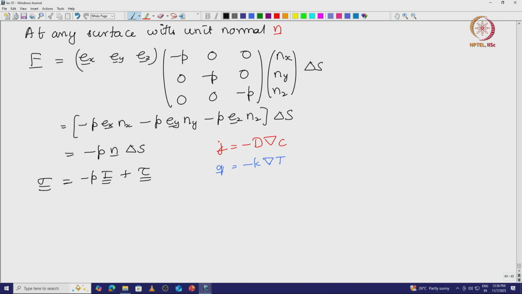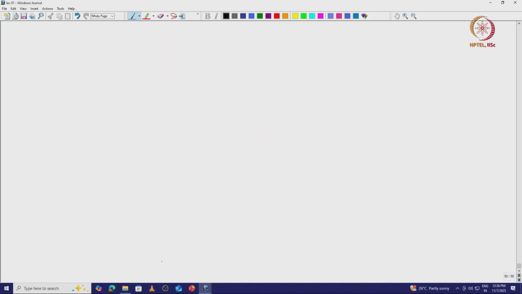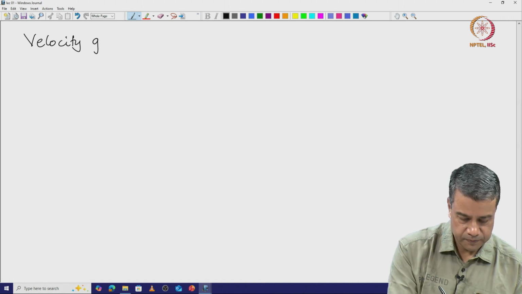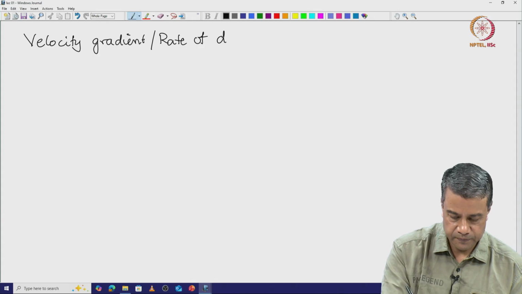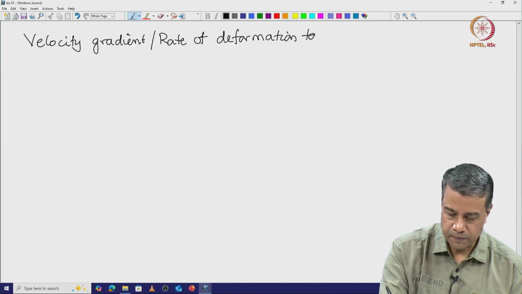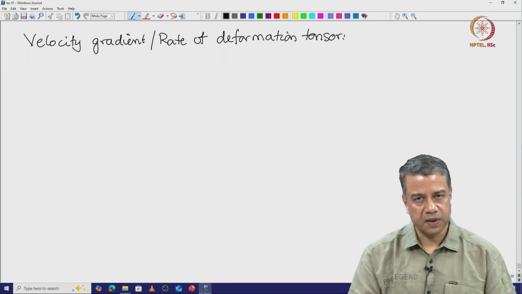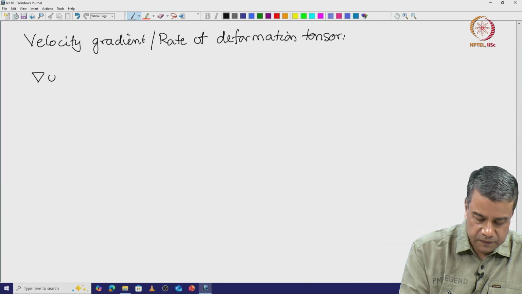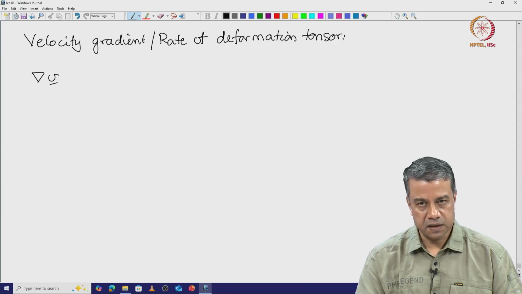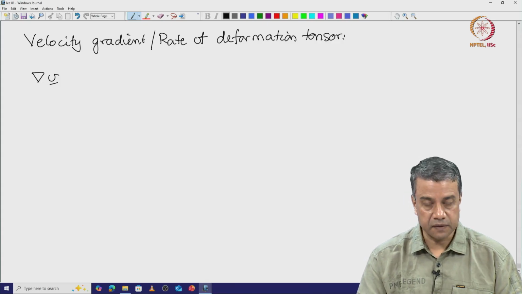Okay. So, let me write that velocity gradient for you. It is also called the rate of deformation tensor. Okay, the velocity gradient or the rate of deformation tensor. This is basically the gradient of the velocity. Okay. Gradient is a vector, and the velocity is a vector.